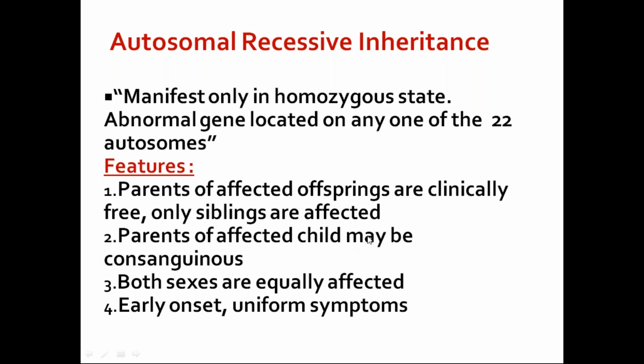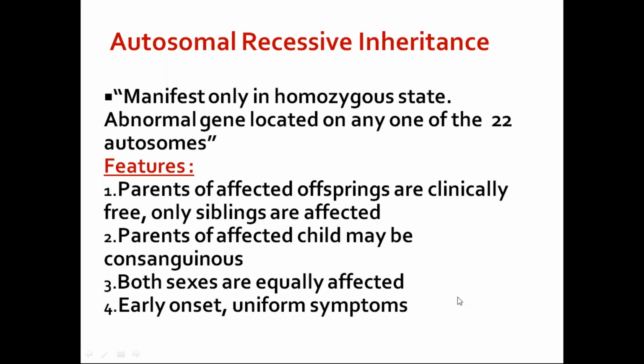Parents of an affected child may be consanguineous. Most probably autosomal recessive conditions present in consanguineous marriages, second degree or third degree. As the degree of consanguinity increases, there is more chance of autosomal recessive conditions. Here also, both sexes are equally affected. The manifestations are early onset and uniform symptoms, not like autosomal dominant, where early children and even older adults may be affected. In autosomal recessive conditions, only early age is affected.